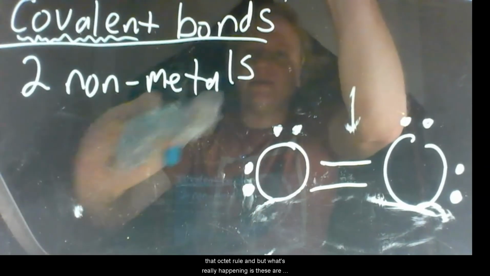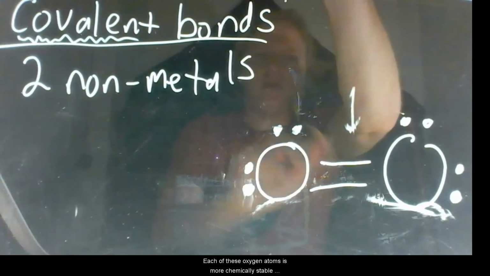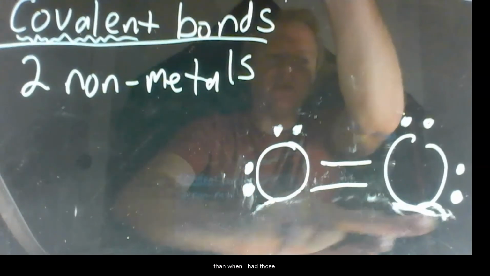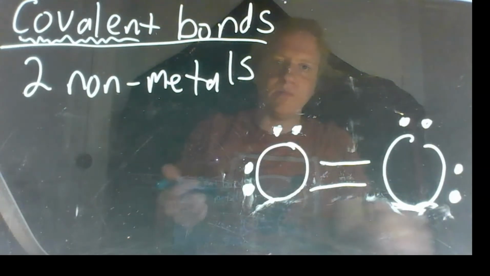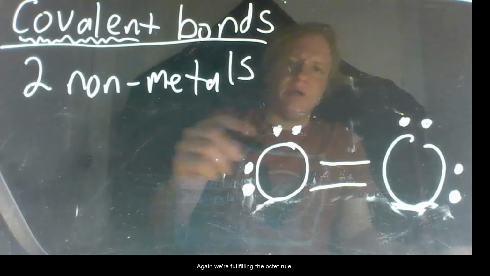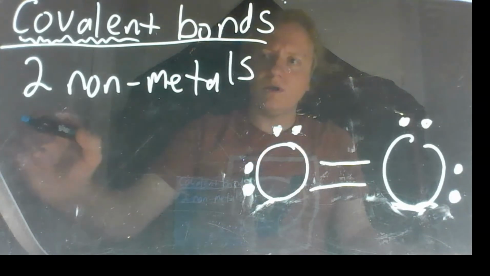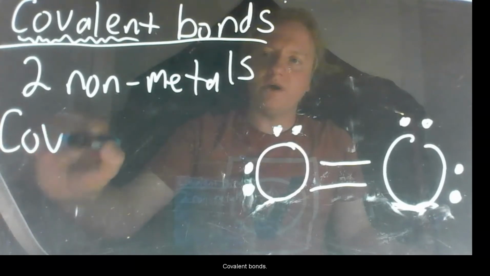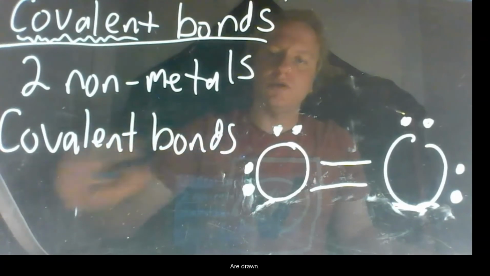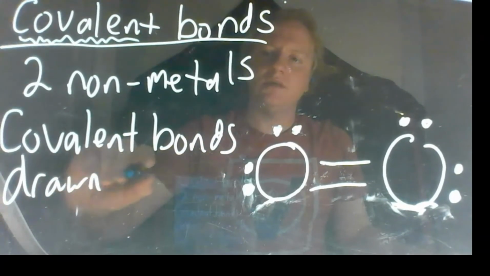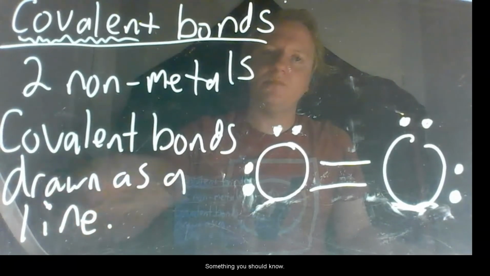But what's really happening is these are just more chemically stable. Each of these oxygen atoms is more chemically stable than when it had those extra valence electrons. So again, we're fulfilling the octet rule. Covalent bonds are drawn as a line. Something you should know.